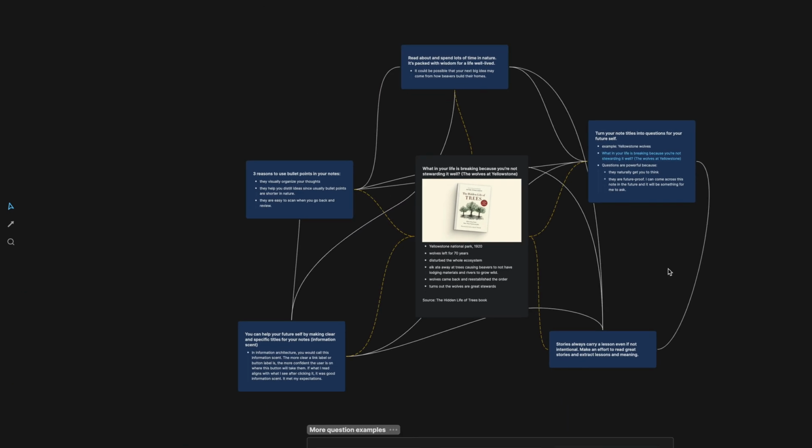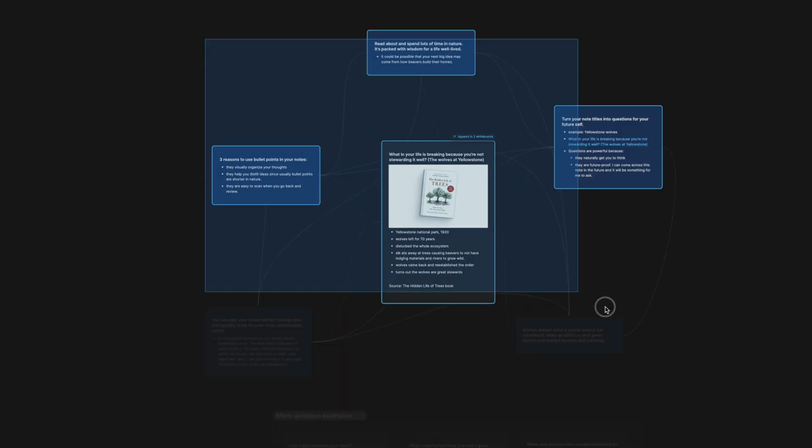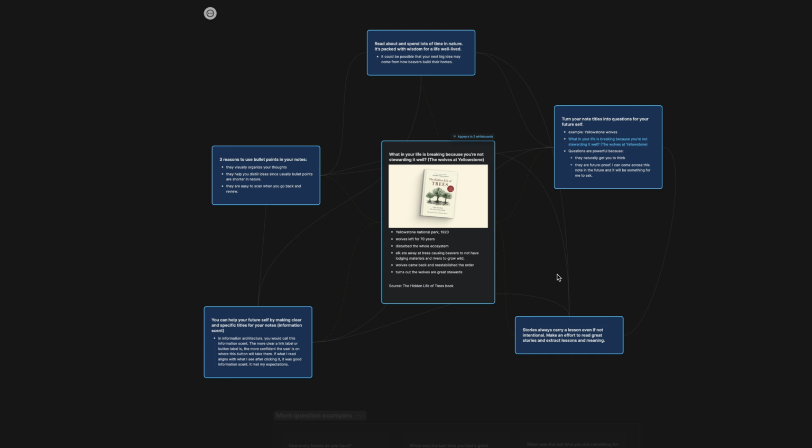All right, so that is five tips there for note-taking based on one little note from the Yellowstone wolves. You want to read about and spend lots of time in nature. You want to turn your note titles into questions. You want to read more stories. Stories always carry lessons that we can learn from. You want to make your titles specific and clear using great information scent, and then use bullet points in your notes. All five note-taking lessons.